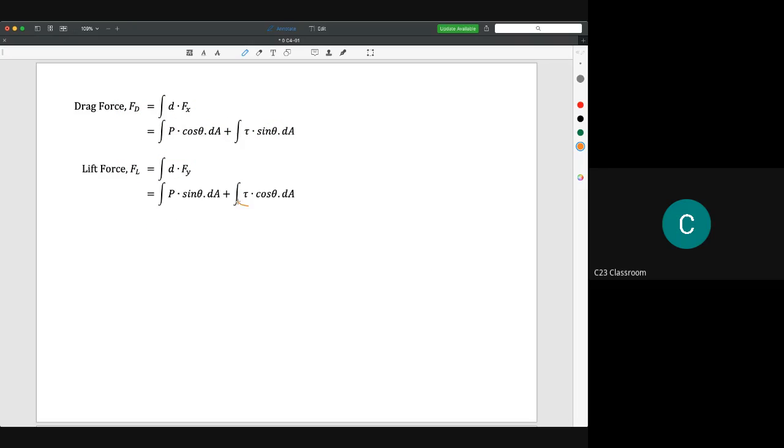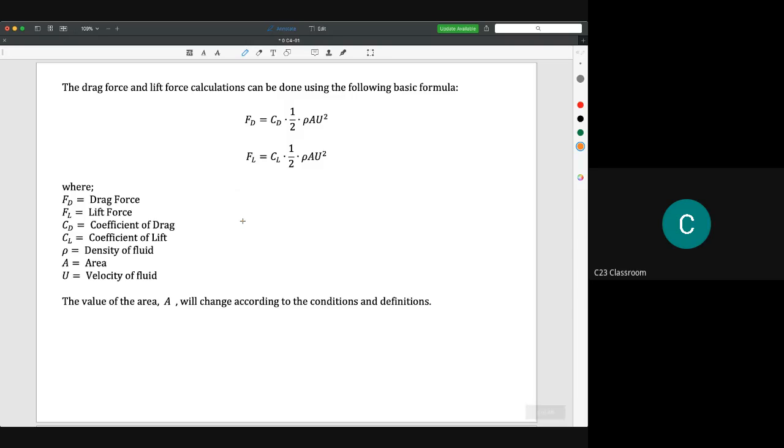We need to find a method to calculate the shear stress. This is the basic formula, and I think everybody knows this one. You will have a drag force, which is equal to CD times 1 over 2 rho A U square. For the lift force, we have CL here.